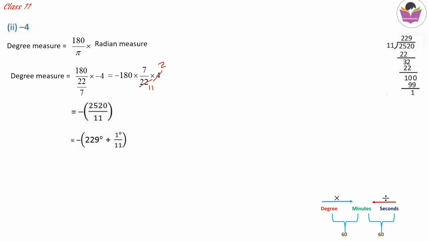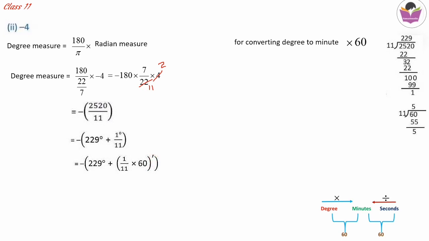So what we have to do is, by using this chart, degree to minute conversion is multiply with 60. Then that is minus of 229 degree plus 1 by 11 into 60 minutes that we have got. Now here 60 we have to divide with 11. No cancellation is possible here, just do the division. 60 by 11, when you check, 5 11s are 55, balance is 5. So we can write this as minus of 229 degree plus 5 by 11 minutes.